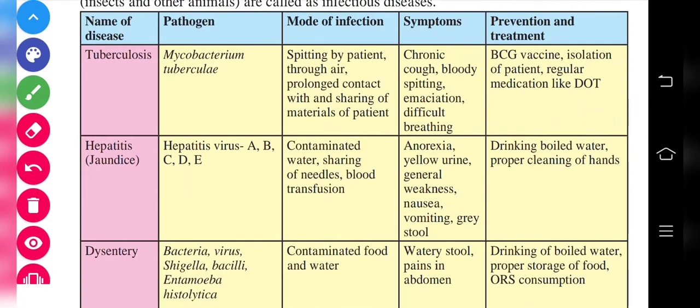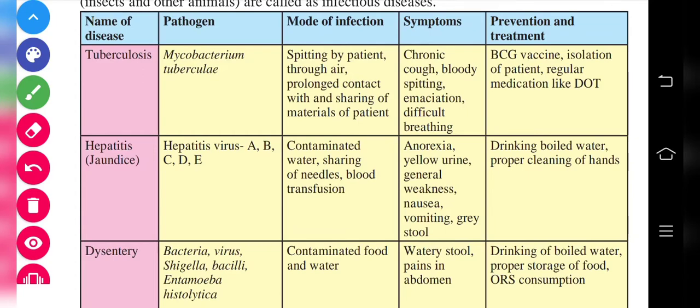Next is hepatitis disease. Hepatitis viruses are A, B, C, D, the modifications of the virus. The main modes of transmission are contaminated water, sharing of needles, and blood transfusion. Symptoms are yellow urine, general weakness, and vomiting. To prevent it, drink boiled water and keep hands properly clean. These are the prevention or treatment.